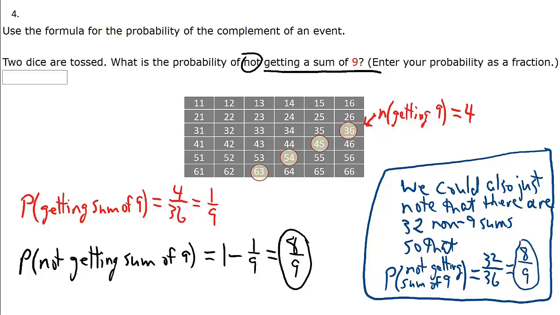You could say, well, if there are 4 ways of getting a 9 and there are 36 possibilities, there are really 32 ways of not getting a 9 as a sum. So it would be 32 over 36, which is 8/9, and you could get the answer directly. So even though they ask you to do it by the complement rule, you certainly could do it just by counting directly.